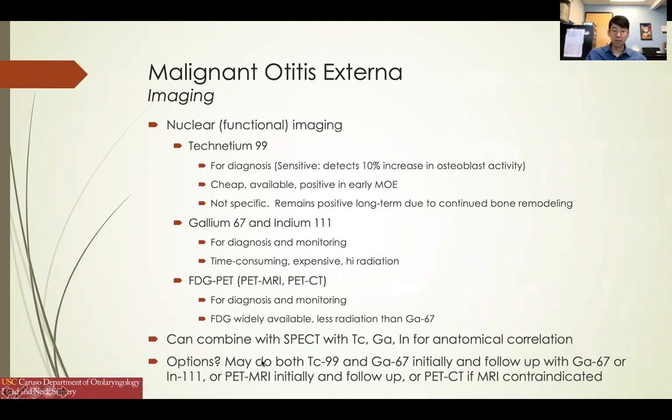And so you can do a technetium initially and then follow up with a gallium or indium. Another option some authors like to do is doing a PET MRI initially and for follow-up diagnosis. Or if MRI is contraindicated or not available, then PET-CT. The problem is it does take time to do these PET MRIs and PET-CTs, and it takes up that scanner time.